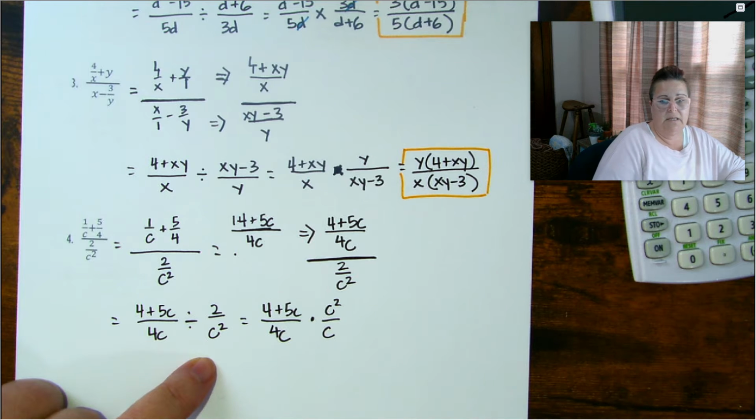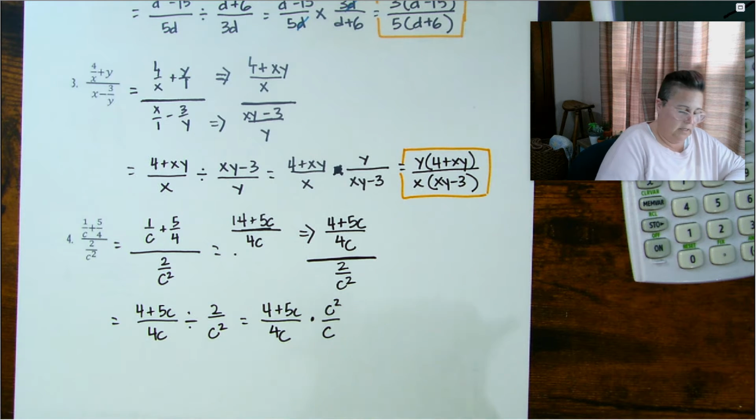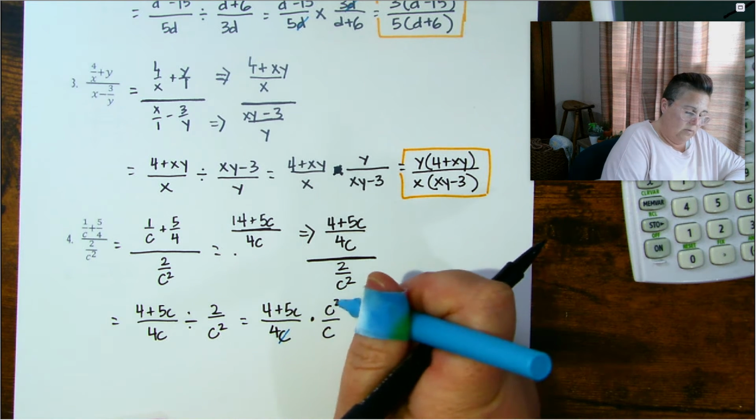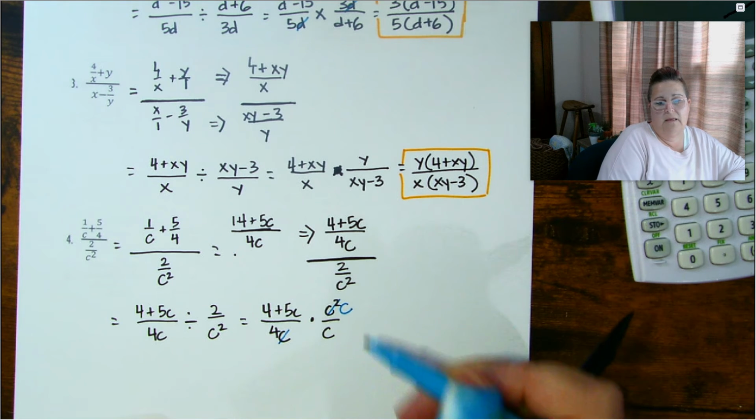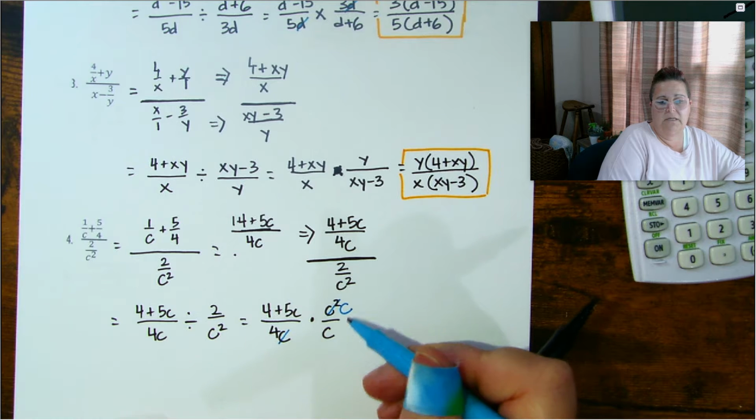Can I cancel anything? I see some canceling. This c will cancel with the c squared, leaving just a c. And then I have here a c over us.